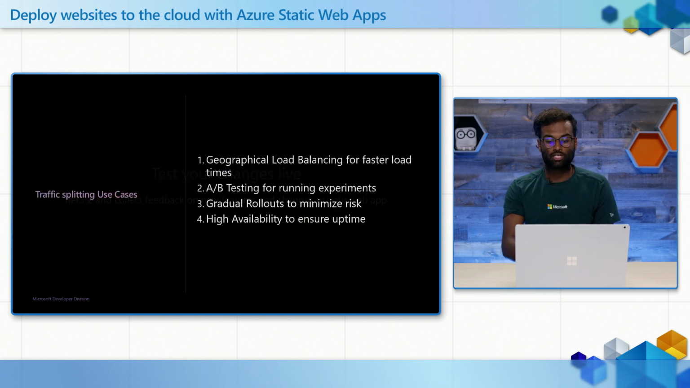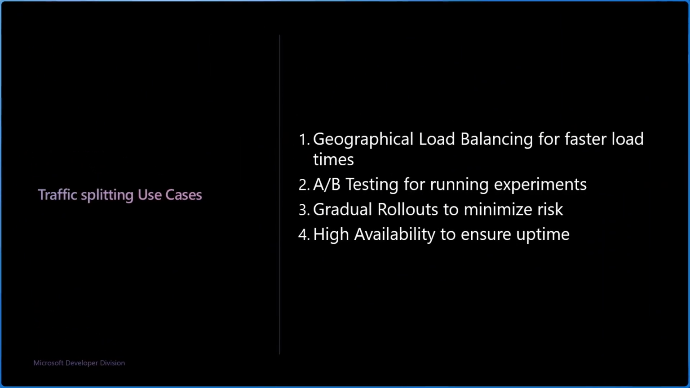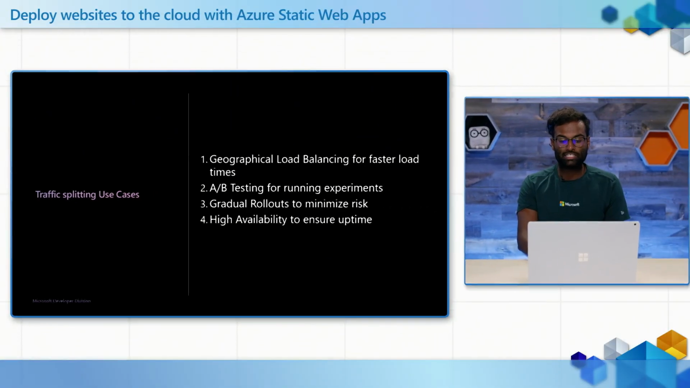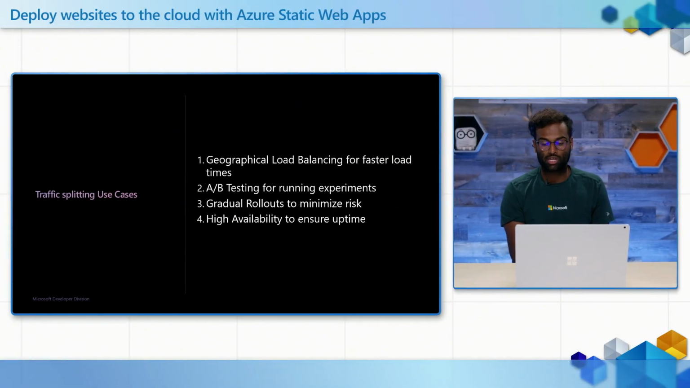Let's discuss a couple use cases where traffic management becomes crucial. Geographical load balancing: direct users to the nearest server for faster load times. A/B testing: run experiments by splitting traffic between different versions of your app. Gradual rollouts: gradually release new features to minimize risk. High availability: ensure uptime by redirecting traffic during outages. Azure Static Web Apps makes it easy to implement these traffic management strategies.